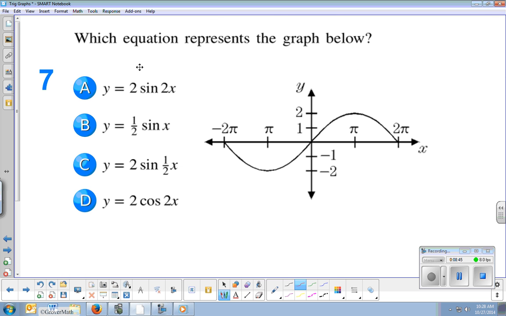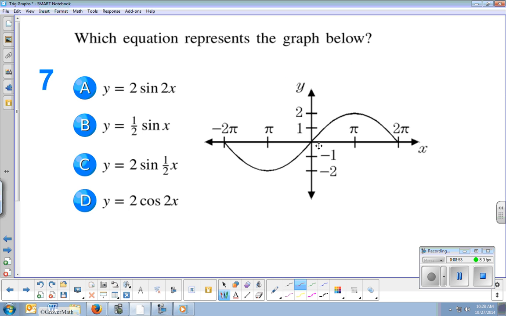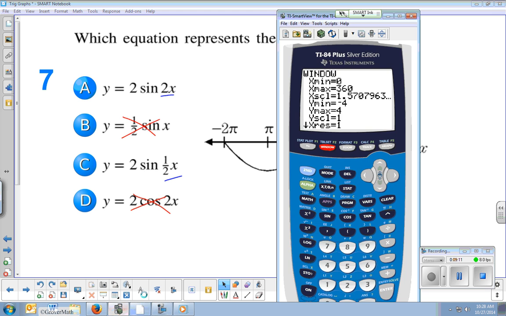All right, how about this one? So first of all, is it sine or cosine? And remember, the key there is that sine crosses the origin, cosine does not. I am crossing the origin. So I know it's sine, so that rules this out. Secondly, what's the amplitude? How high does this graph go? It's 2. So I'm looking for 2 sine. Then the only question is 2x or half x? Well, I can explain it to you, but let's type them in here. So let's go y equals, I'll try this first one, 2 sine 2x graph.